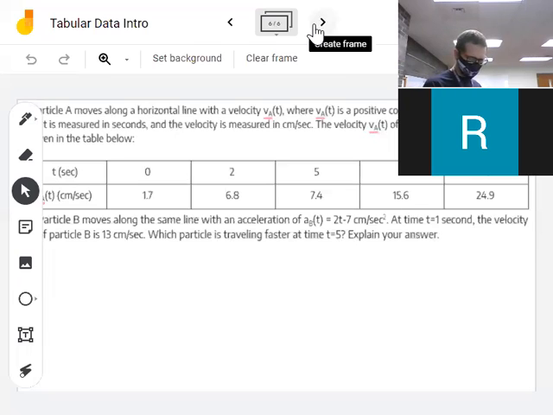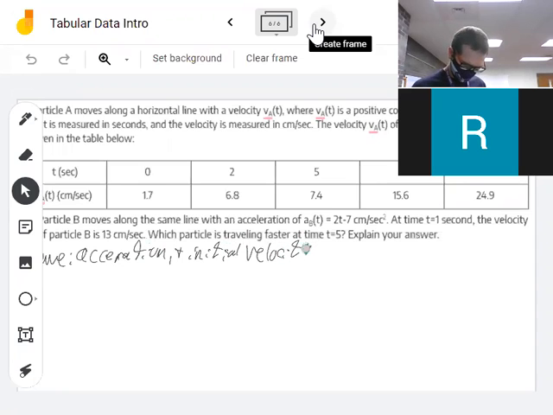Okay, so let's start off with what do we have and what do we want? We have acceleration and initial velocity. We want velocity at t equals 5.